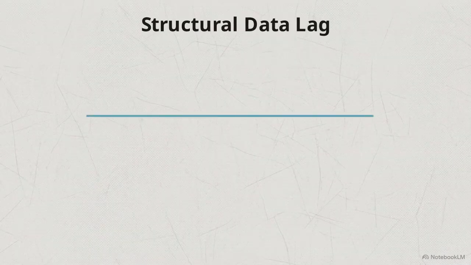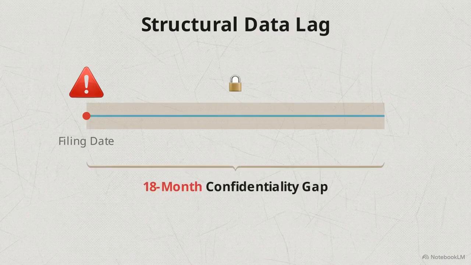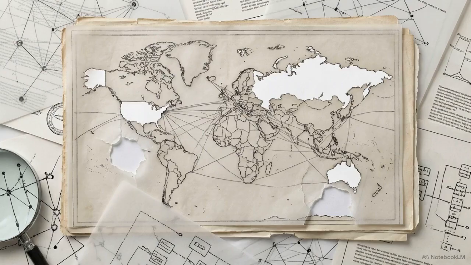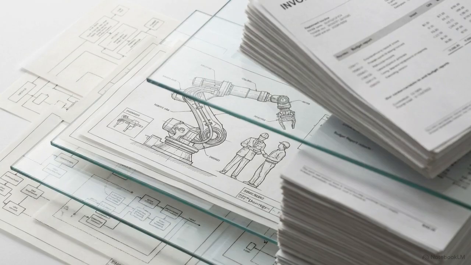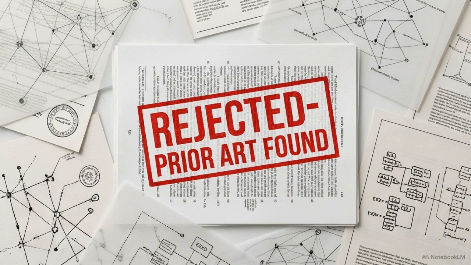Basic searches also suffer from structural data lag. There is a standard 18-month delay between filing and public disclosure. When combined with jurisdictional blind spots, you are making business decisions based on an outdated map. This leads to wasted R&D capital. You spend years and millions of dollars on development, only for a professional patent examiner to locate the documents you missed and reject your application.